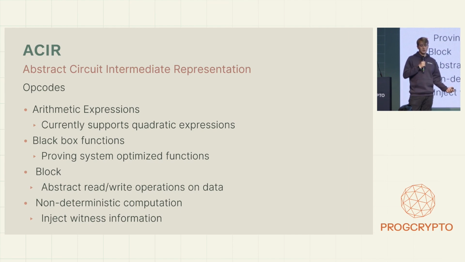And then we also have black box functions. These are essentially proving-system-optimized functions for very nasty things like Keccak, SHA, and ECDSA. And then we also have our memory block functionality, which enables us to implement dynamic reads and writes in the circuit, and is also going to be implemented on the backend side. These two are very important for performance, especially in a high-level language like Noir. But the focus of this talk is specifically on non-deterministic computation, which is going to let us inject information into the witness that isn't necessarily tied to the circuit itself.